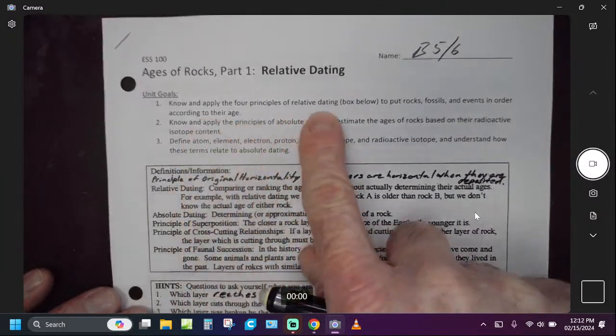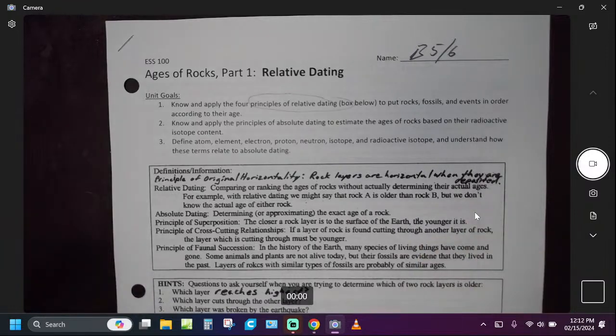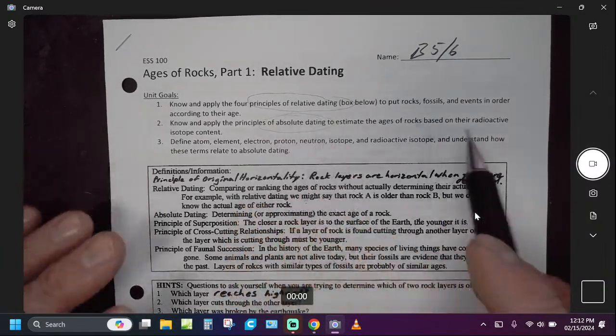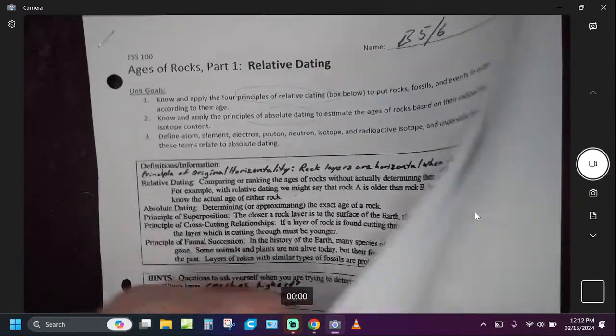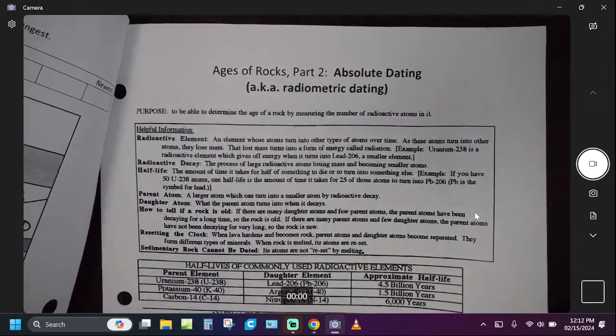The goals of this: be able to apply the relative dating principles to put rocks in order. And then there's absolute dating that we're going to do after that. If you flip through this packet to there, it's the second sheet of paper.